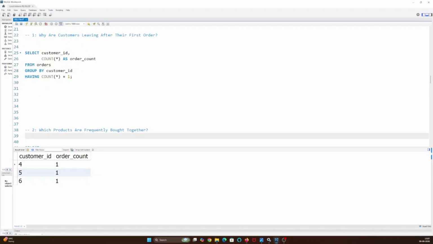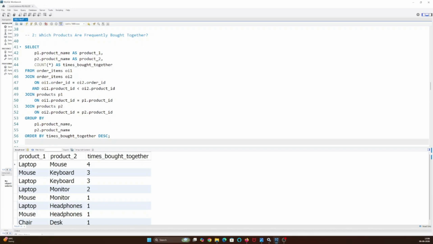Problem 2. Which products are frequently bought together? Now, imagine you're Amazon. A customer buys a laptop. Immediately, Amazon recommends a mouse, keyboard, monitor. Have you ever wondered how they know that? The answer is data, specifically market basket analysis. Let's see how SQL helps.